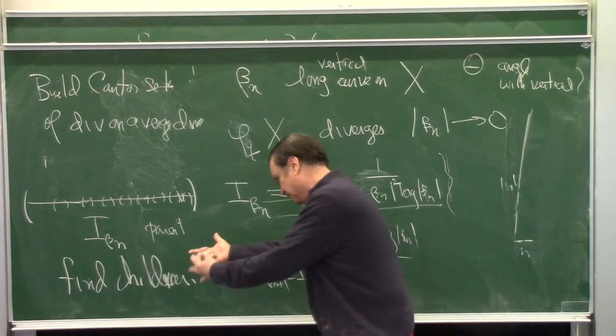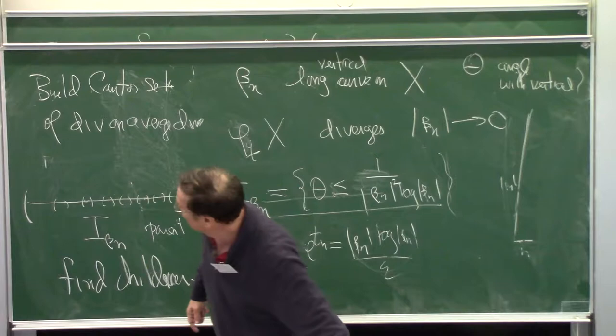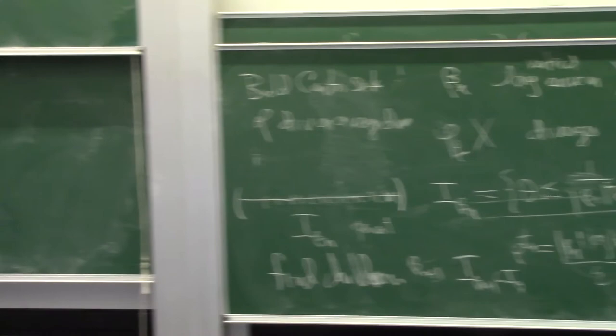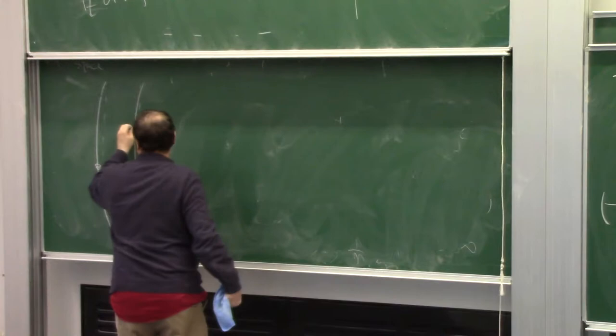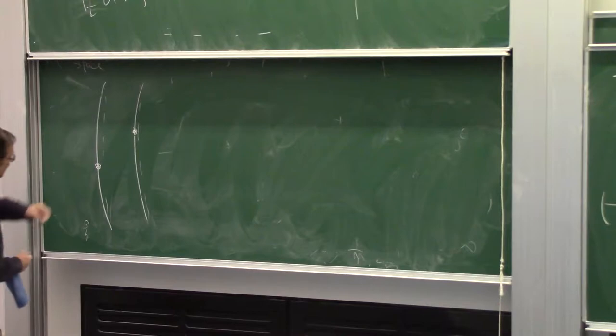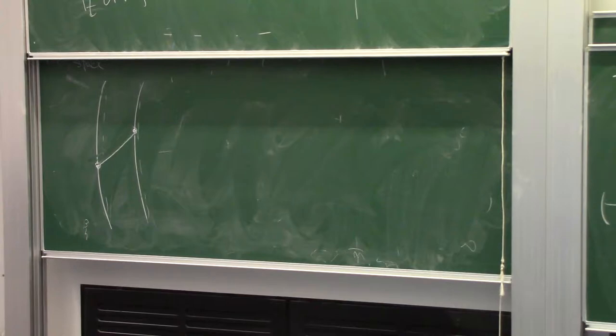Now, how do you find the children? Let me draw a picture of how we find children. In some sense, it's inspired by this torus case, but because we're in a higher genus, we have to do more work. So here's this picture of beta n, and I've drawn it vertical. And now, in this quadratic differential geometry, there are singularities on each side of the cylinder. And so we could take, for example, a segment that crosses the cylinder. And then we could do Dehn twists. So this is beta n.